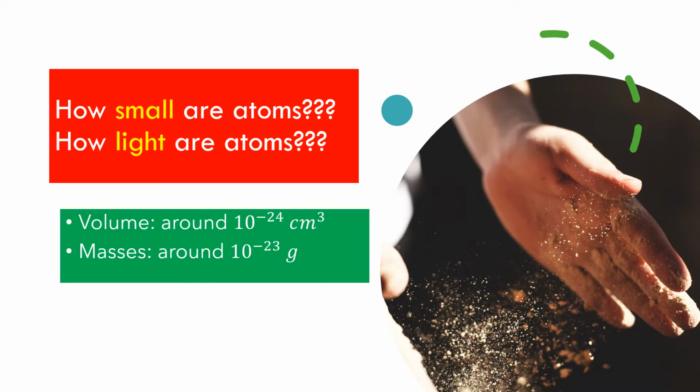Let's appreciate how small atoms are. Their volume is around 10 to the power of negative 24 cm cubed, and the mass is around 10 to the power of negative 23 grams.